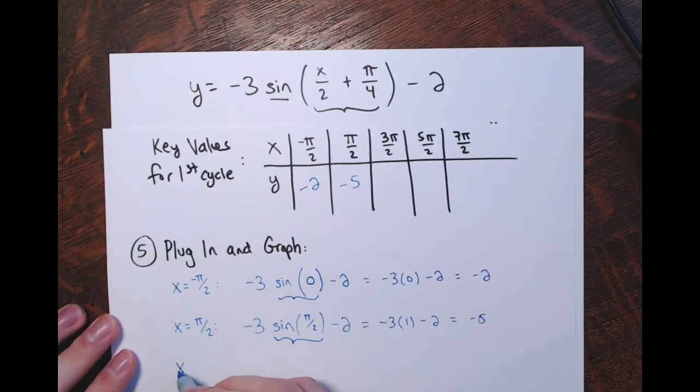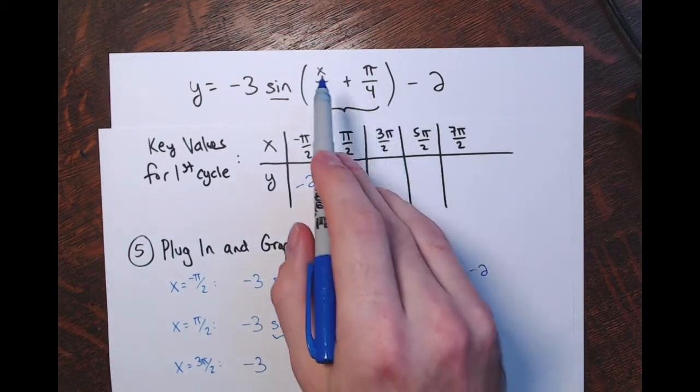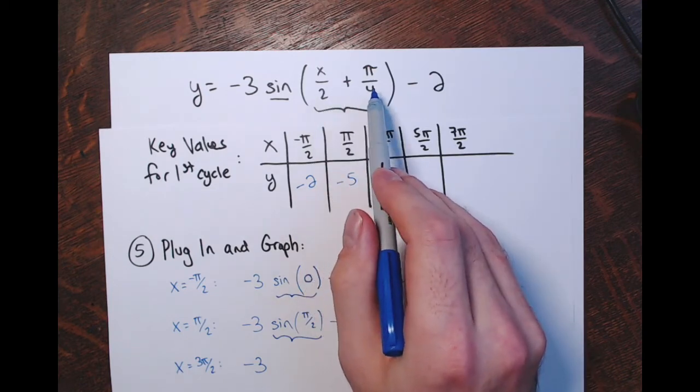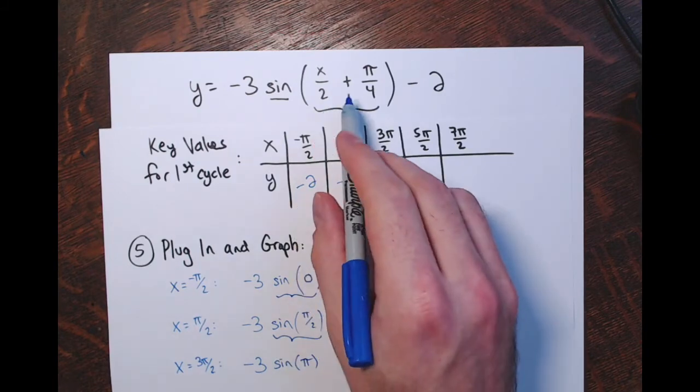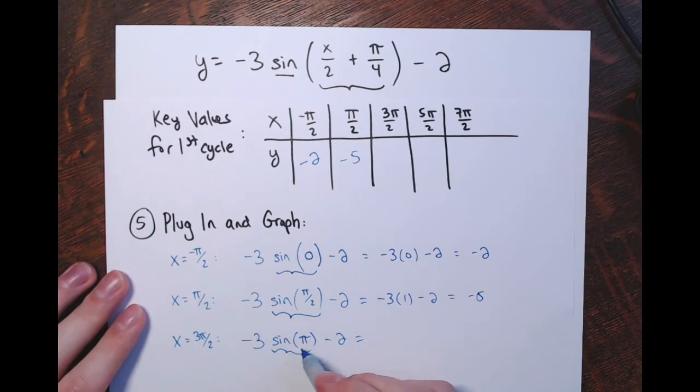Then I plug in the next one, x equals 3 pi over 2. Now after this first example, I'm just going to say everything out loud because, with enough practice at this, you should be able to plug these in and get outputs much more quickly than I'm doing right now. So when I plug in 3 pi over 2 for x, half of 3 pi over 2 is 3 pi over 4, plus pi over 4 is 4 pi over 4, which is pi. So inside the sine function, I'll have pi. Now the sine of pi is 0. So this is just negative 2 again.